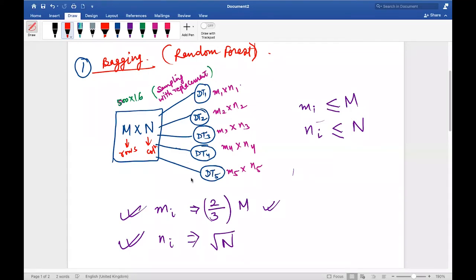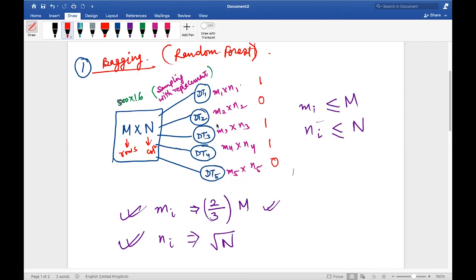We grow multiple trees and ask all the decision trees to tell us their result. Let's say a new data point comes, and I ask decision tree one, what is the class of this unseen data? Decision tree one says the class is one. Decision tree two says zero. Another says one, and another says zero. What is the majority? One. So random forest gives the class of the unseen data based on the majority.